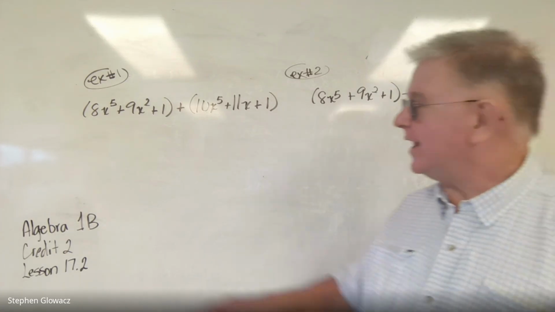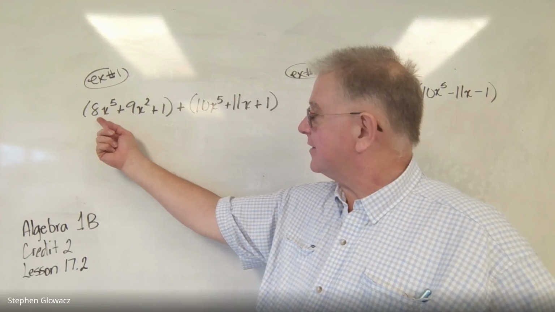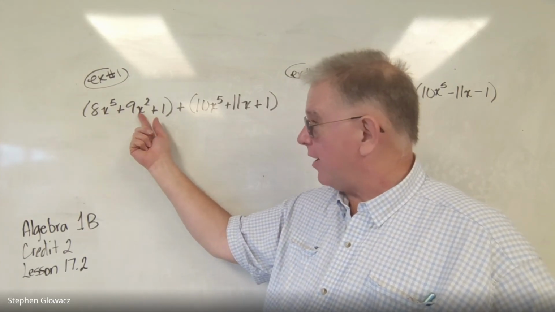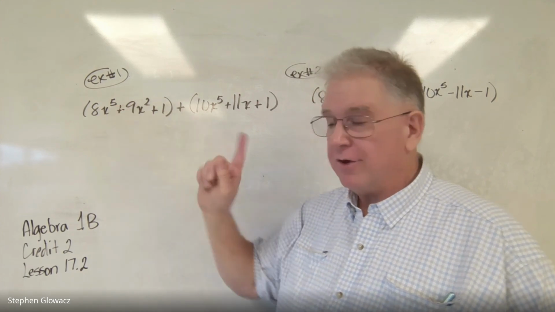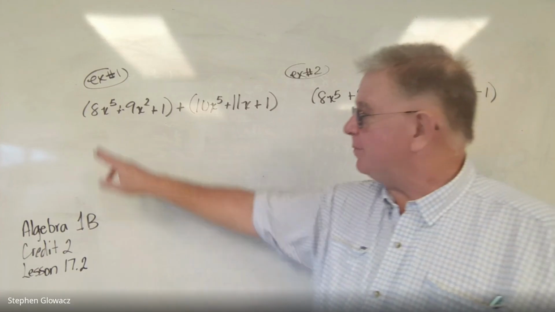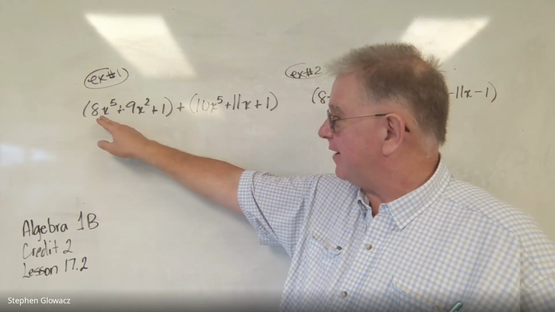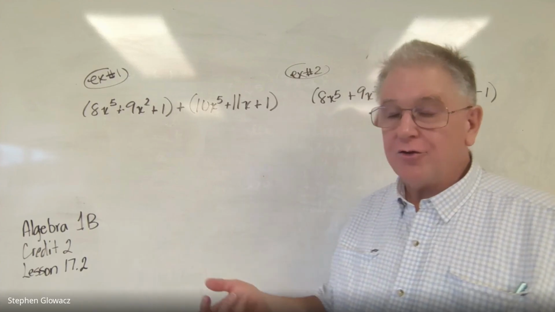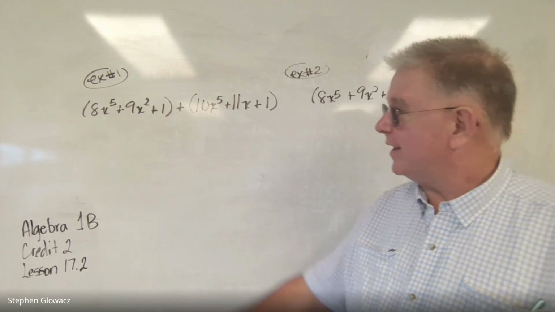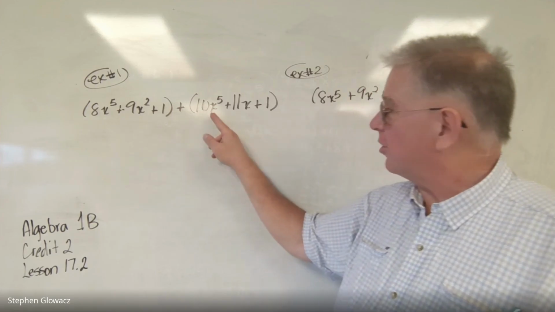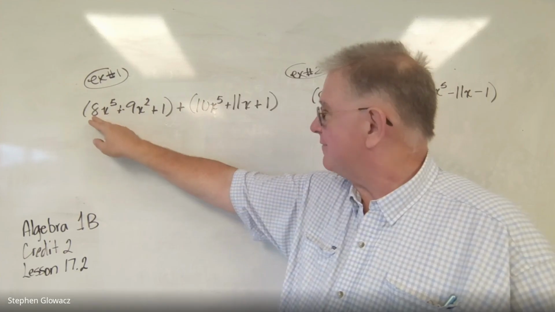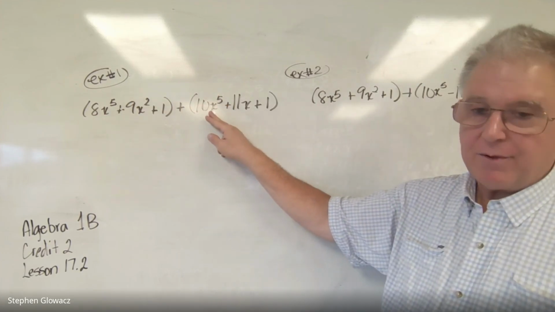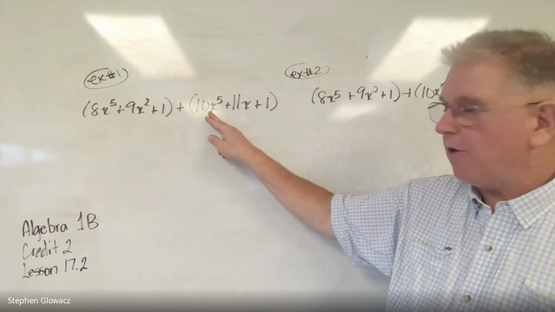So for example, 8x to the fifth and 9x squared, while they have the same variable, they have different exponents. So those are not like terms. So what would be a like term with 8x to the fifth? Well, we'd be looking for another term that has x to the fifth in it. So we have x to the fifth, and we look over here, there's another x to the fifth. So 8x to the fifth and 10x to the fifth, we would call them like terms.